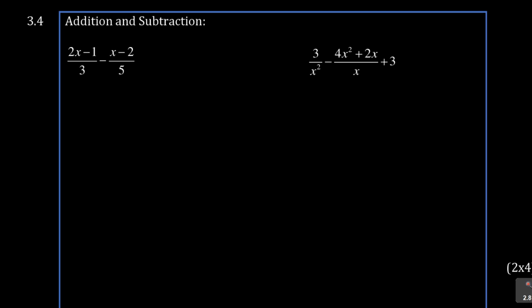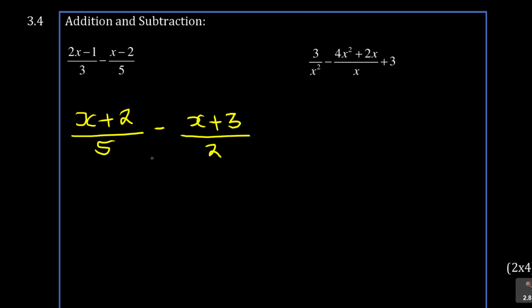x plus 2 over 5. Let me write it down. You are saying it's x plus 2 over 5, minus x plus 3 over 2. Okay, that's it. That's right.